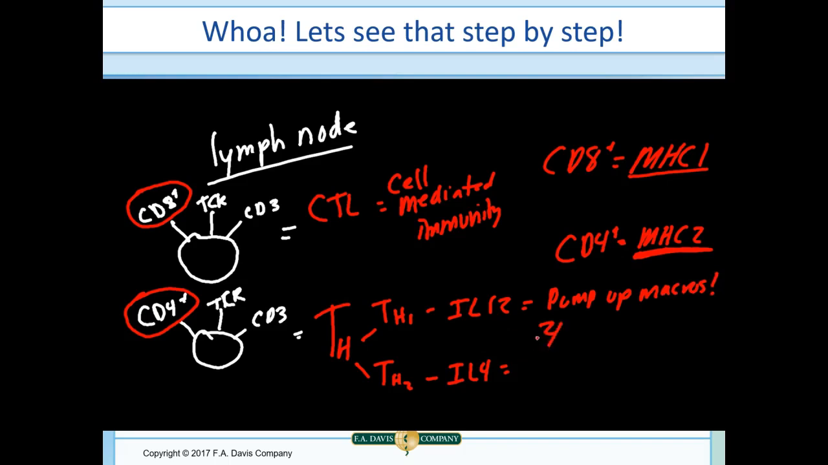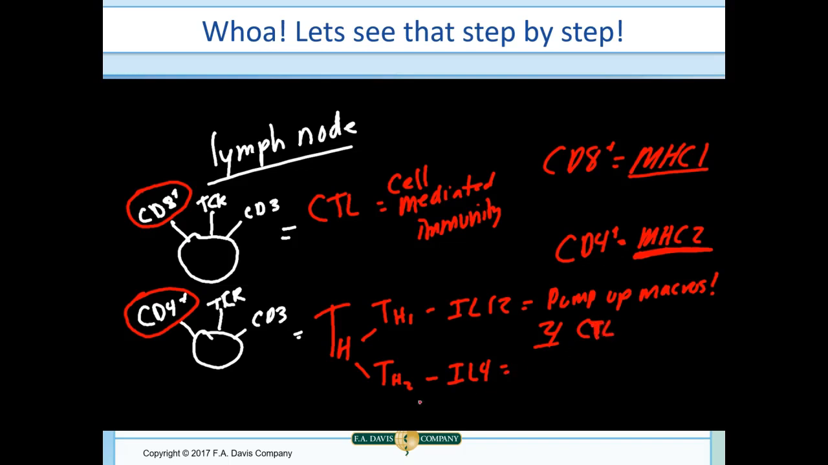So they're going to release interferon gamma, and that interferon gamma is going to stimulate those macrophages to be super macrophages, and they're going to internally kill stuff. They're going to phagocytose stuff. They're going to work overtime shift. And then also they're going to pump up cytotoxic T lymphocytes as well.